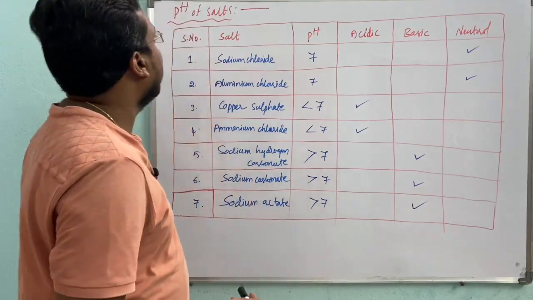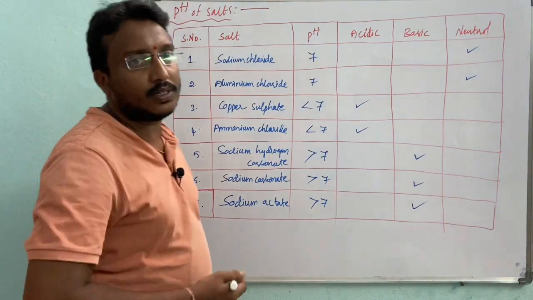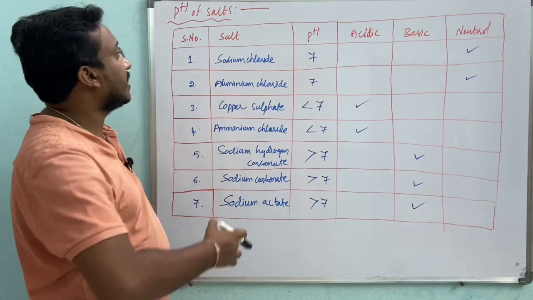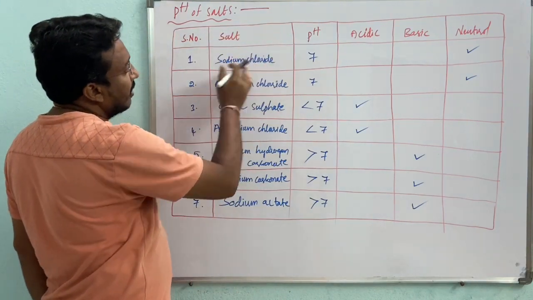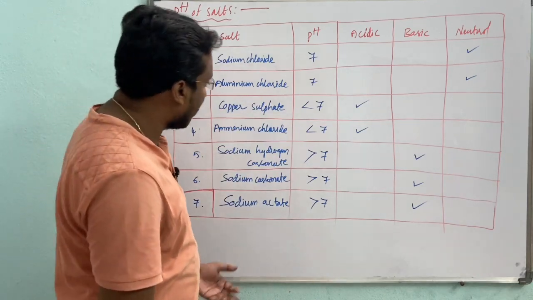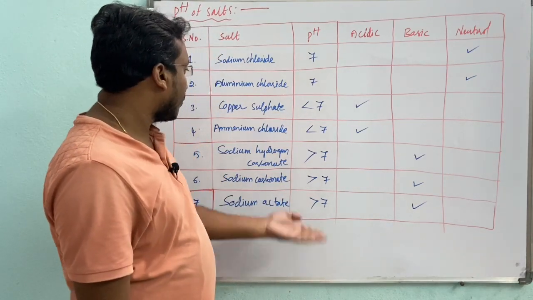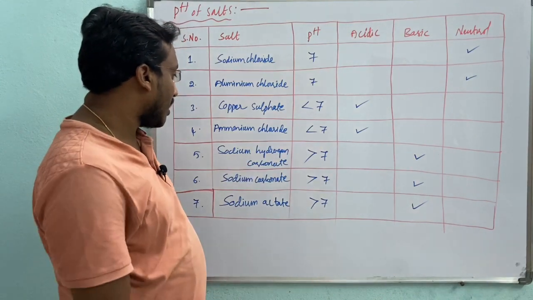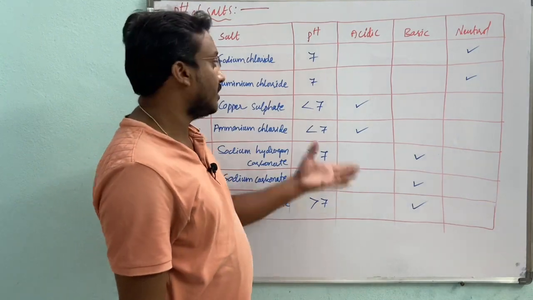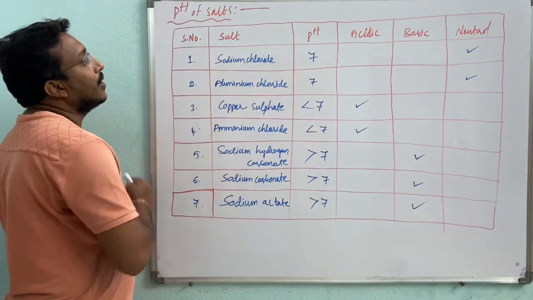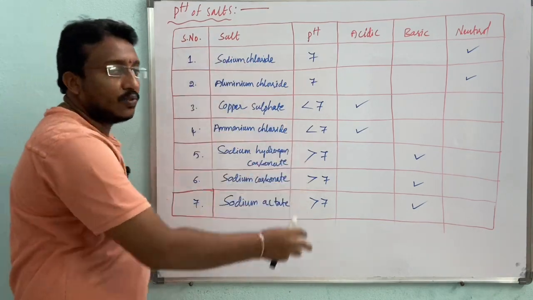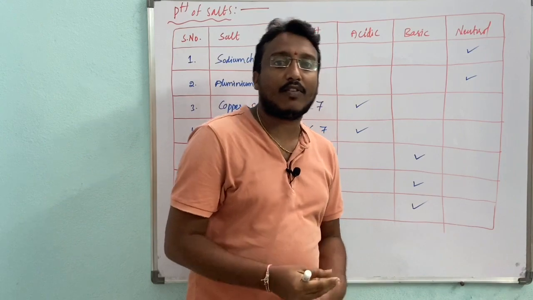Now one more activity, pH of salts. pH of given salts. Here we have some examples. Salts given are sodium chloride, aluminum chloride, copper sulfate, ammonium chloride, sodium hydrogen carbonate, sodium carbonate, and sodium acetate. These salts are given as examples in our textbook, and we have to find their pH value. Sir, how will we find it?